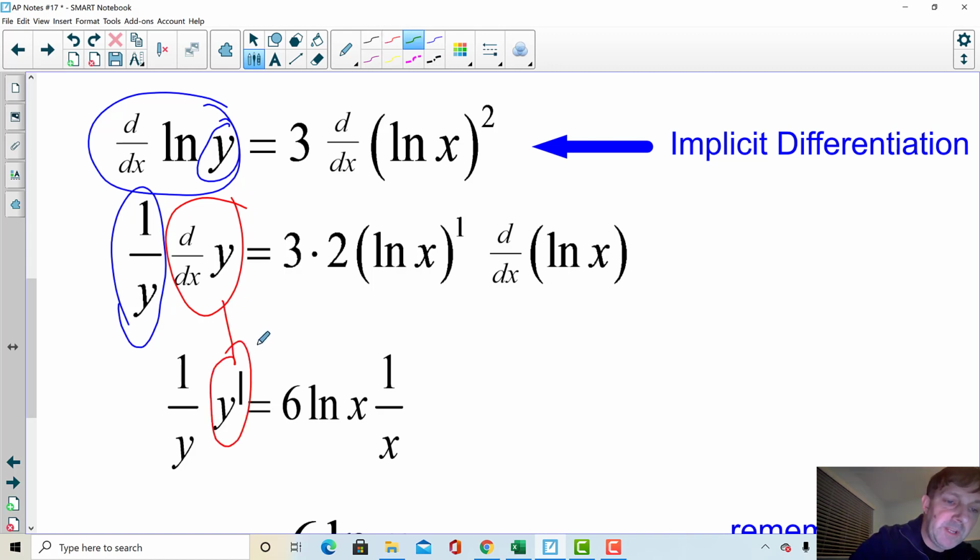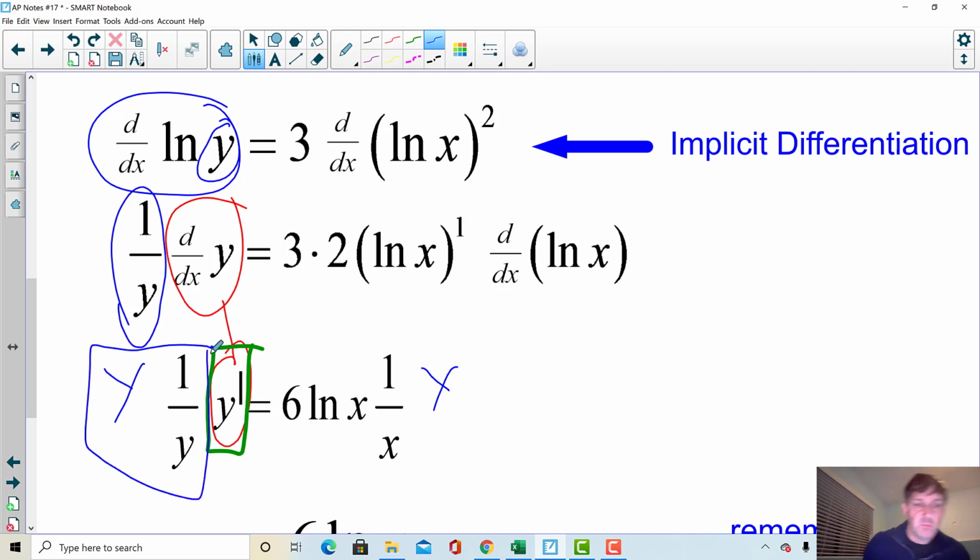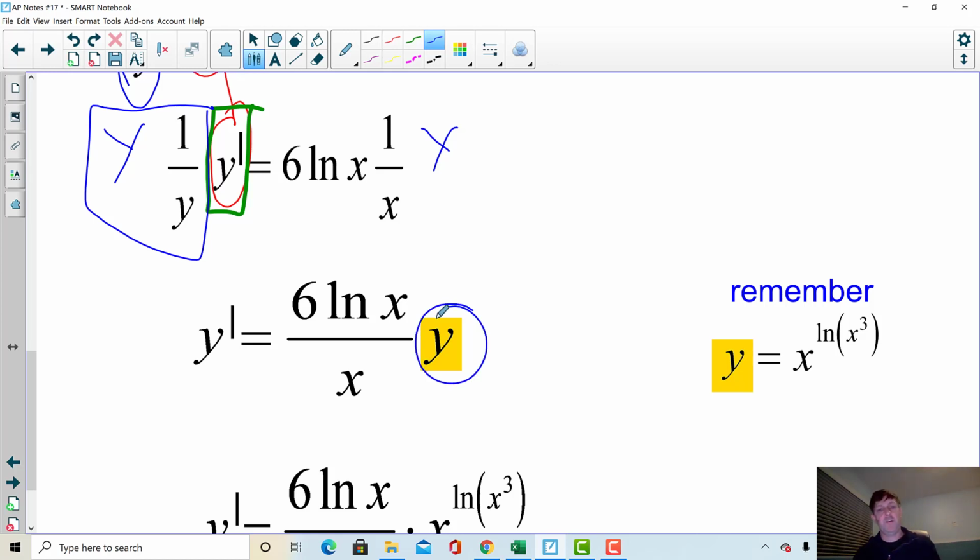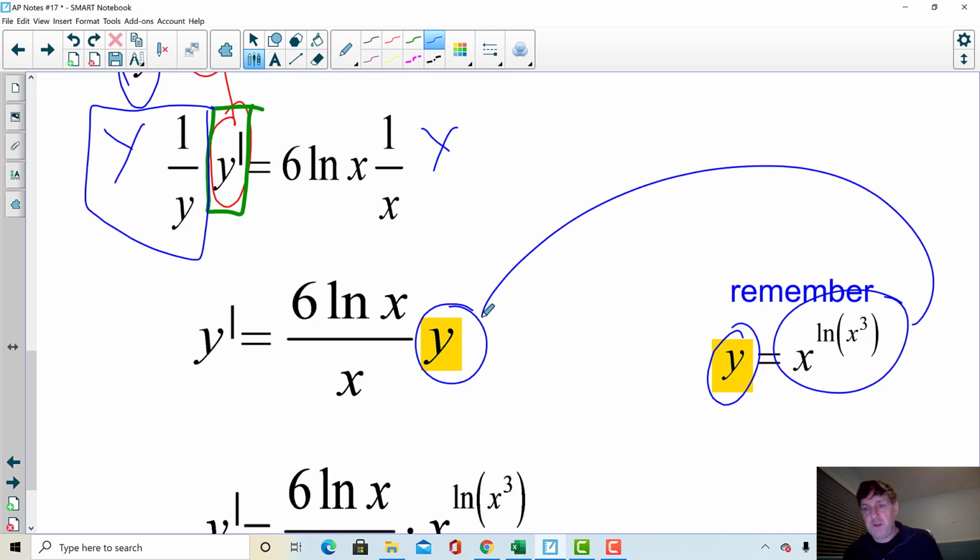Now, if you'll remember, in the very beginning, we said our answer was supposed to be y prime. And we have a y prime sitting there. So if we can just multiply both sides by y, we'll be done, because the y times 1 over y will cancel. Now we don't want a y sitting over here in our final answer, because our original derivative was a derivative of a function of x. So it doesn't make sense to have a y in there. So if you remember what the y is, you can trade the y for x to the ln of x to the third. After doing that substitution, we are done.